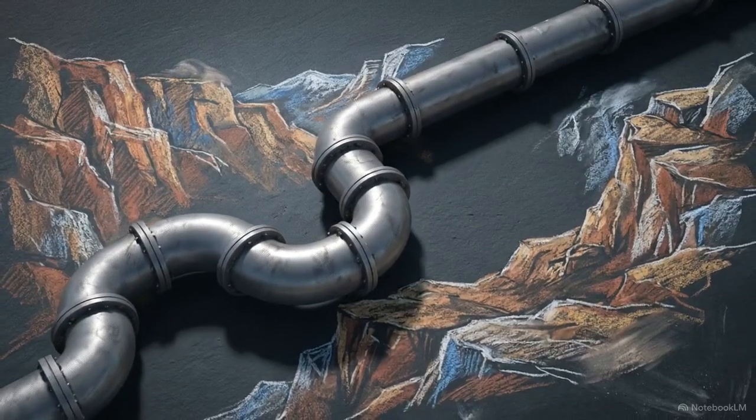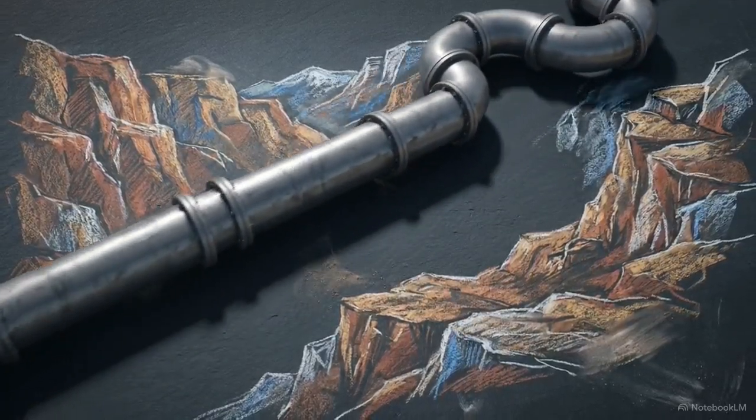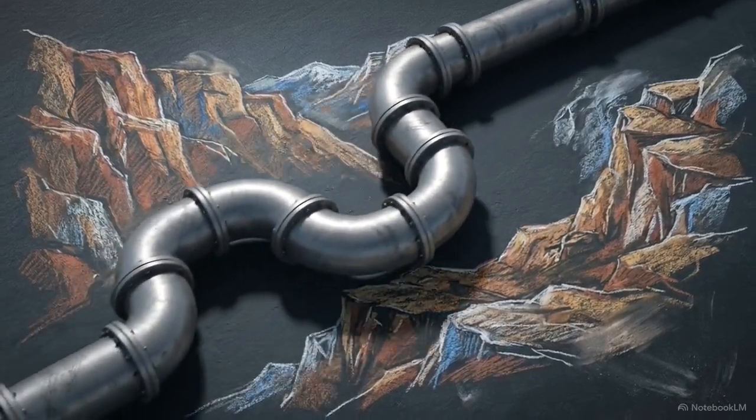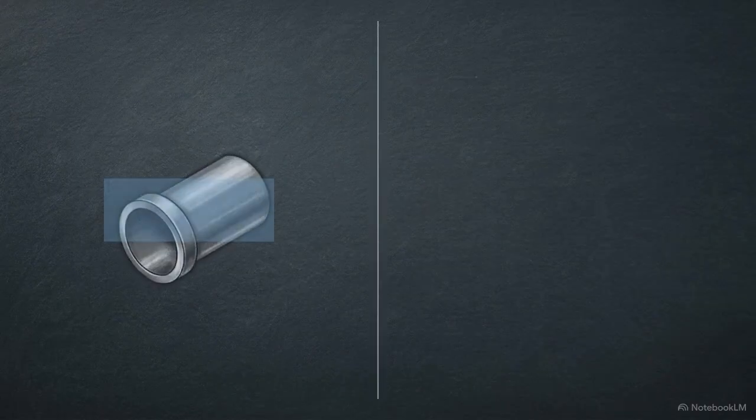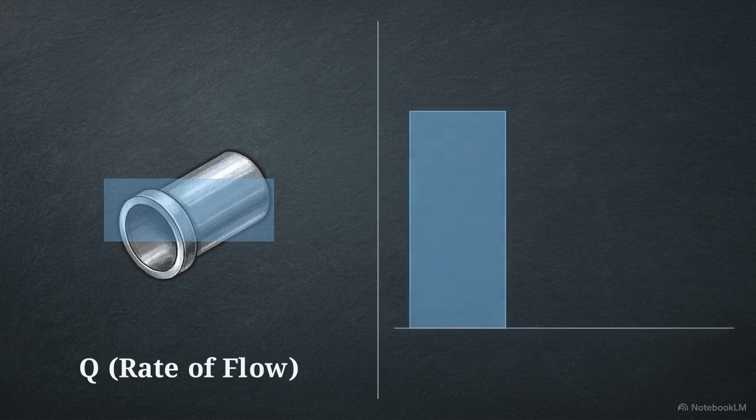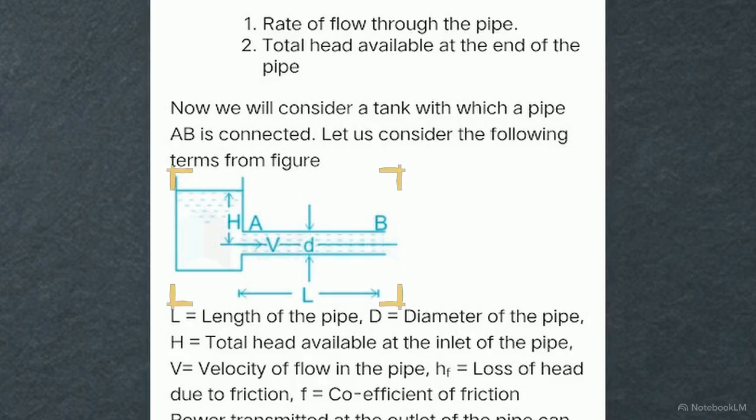Moving to our second module, we apply this exact logic of physical constraints to fluid mechanics, transmitting power via flowing fluids through a pipeline. The power transmitted through these pipes depends on two critical factors: the rate of flow, or discharge, and the total head available at the end of the pipe. This schematic illustrates the physical model used to derive these mechanics: a standard tank connected to linear pipe AB.